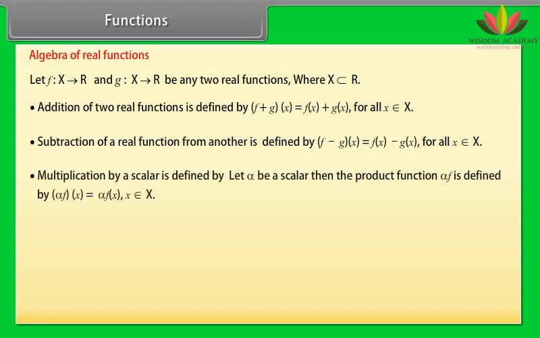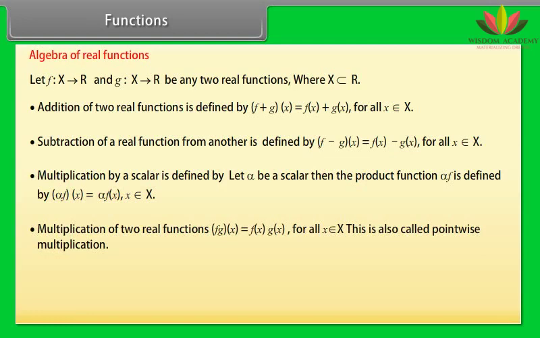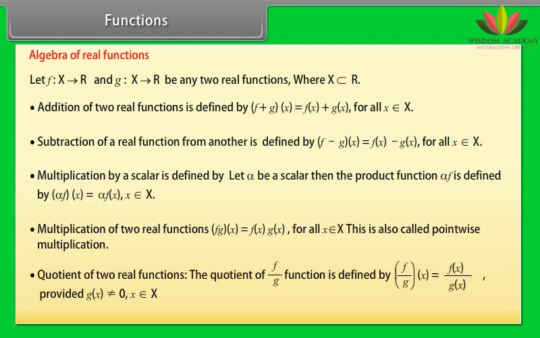Multiplication by a scalar is defined as follows. Let alpha be a scalar, then the product function alpha f is defined by (alpha f)(x) = alpha times f(x), x belongs to X. Multiplication of two real functions: (fg)(x) = f(x) times g(x) for all x belongs to X. This is also called pointwise multiplication. Quotient of two real functions: the quotient f/g is defined by (f/g)(x) = f(x)/g(x), provided g(x) is not equal to 0, x belongs to X.